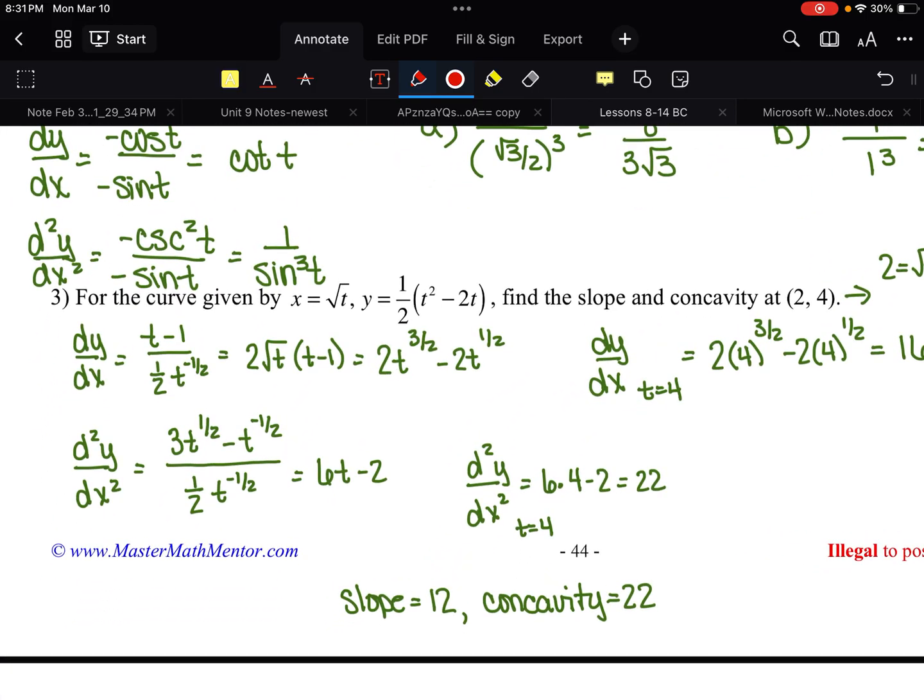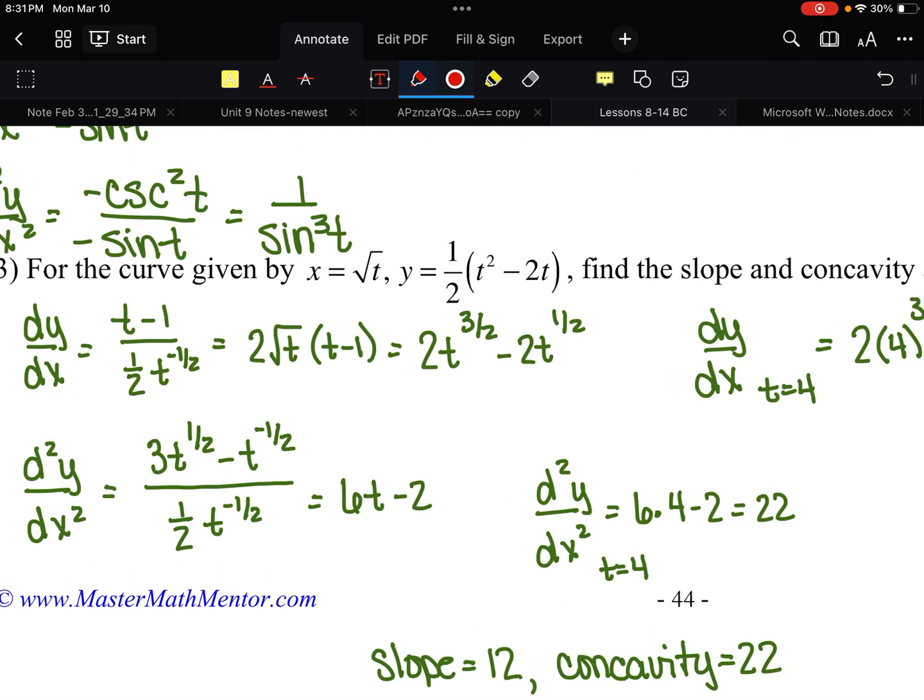This next one had more algebra in it. It's asking for slope and concavity, but these functions just had more algebra. If you rewrite y as 1/2 t squared minus t, then the derivative would be t minus 1, since 2 times 1/2 is 1. So there's my dy/dt.